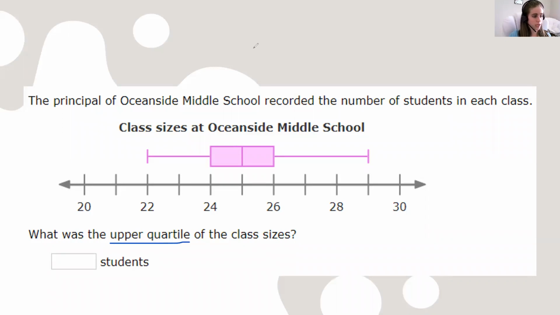But remember, this represents our minimum. We have our first quartile or the lower quartile, the median, the upper quartile, and then our maximum. So we're being asked for that upper quartile, which would be right here. And I can see that aligns with the number 26. So the upper quartile of class sizes is 26 students.